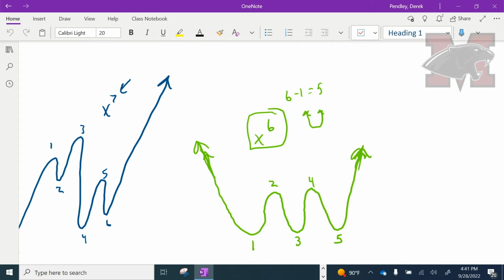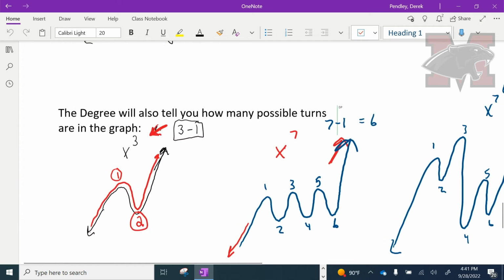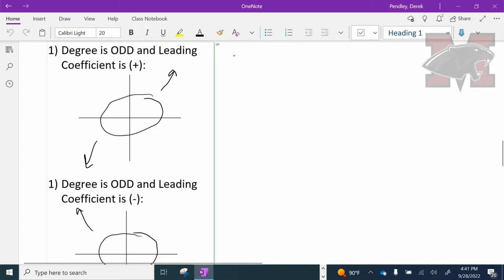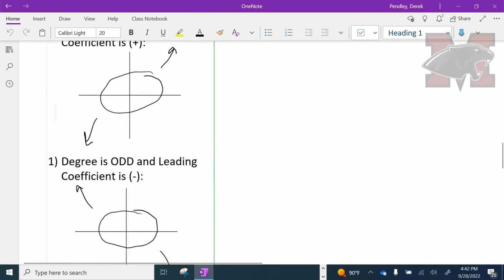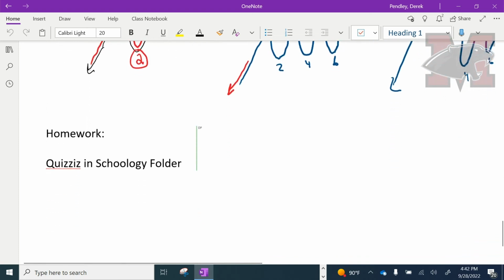All right, so what I would like you to do now is you're going to use this information about if the degree of the largest term is odd or even, you need to know what the graph does. Also, the leading coefficient, if it's positive or negative, how does that affect the graph? So I'm going to give you some practice here.